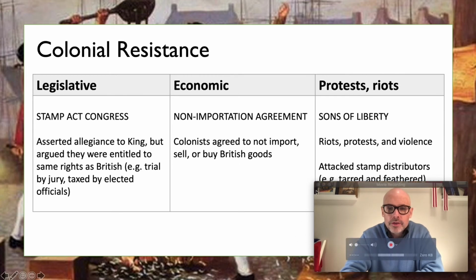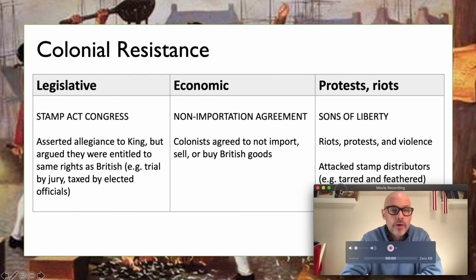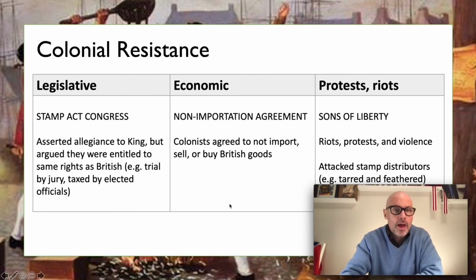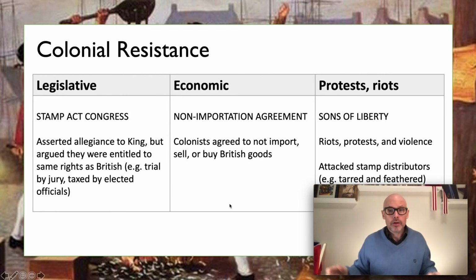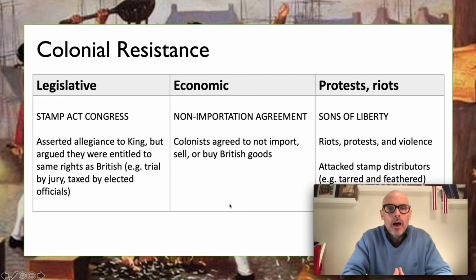So we have the legislative. That's like resolutions passed by the local governments. And they're going to pass some resolutions, like in Virginia, called the Virginia Resolves, and that's going to influence other colonies. And it's going to call on the king to stop these taxes and this control, right? More specifically, the Stamp Act.